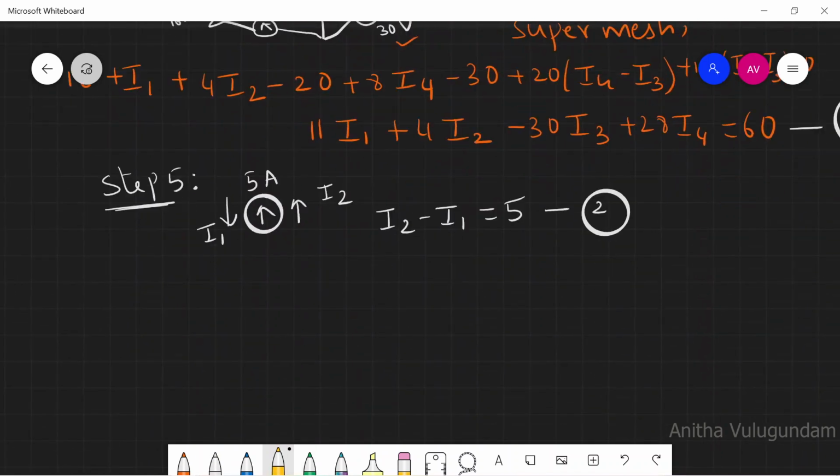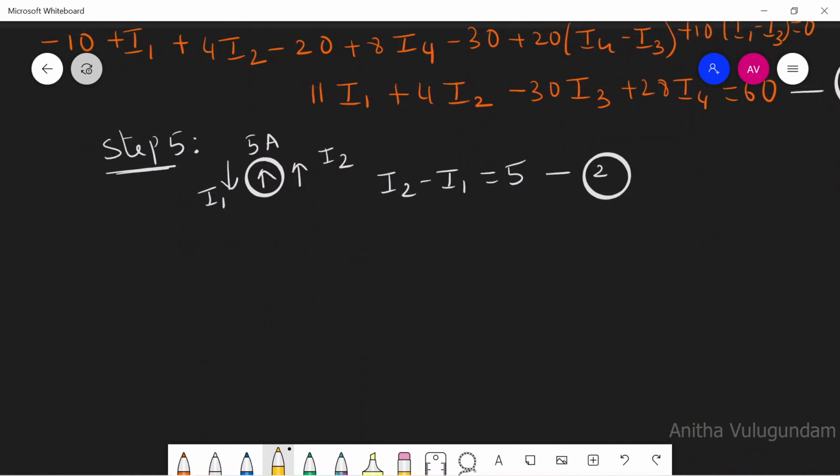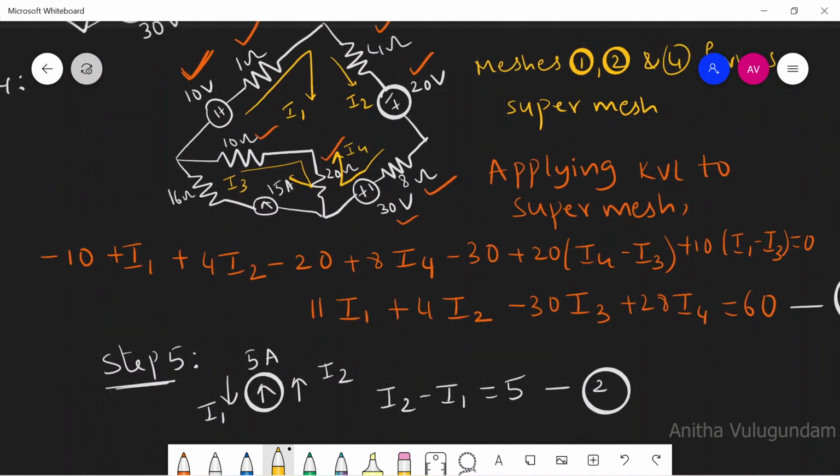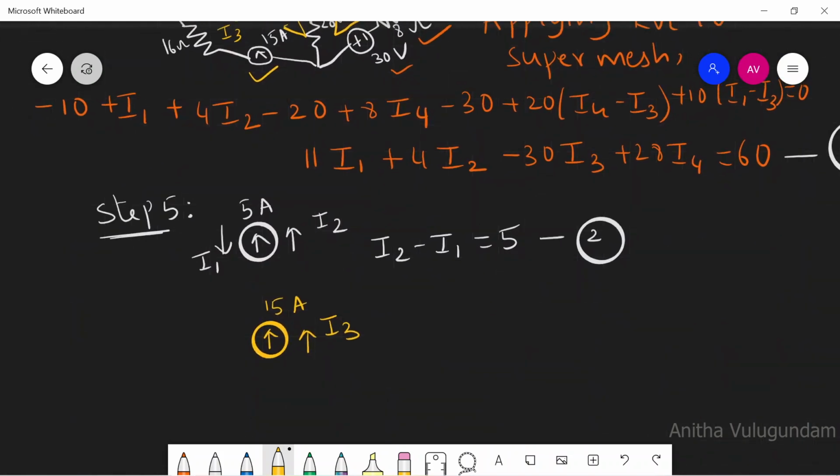Next current source, 15 amperes. Only I3 current is flowing in the 15 ampere current source from the figure. You can see here this is 15 amperes. Only I3 current is flowing in this current source. I have indicated the same. Therefore, net current I3 equal to 15. Let this be equation number 3.